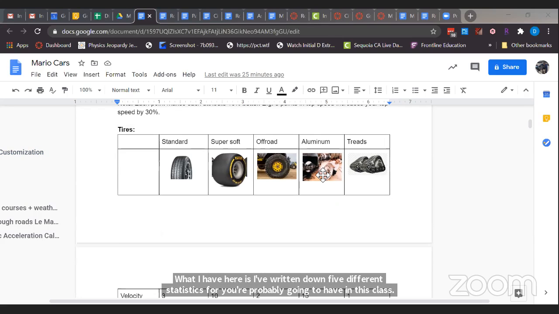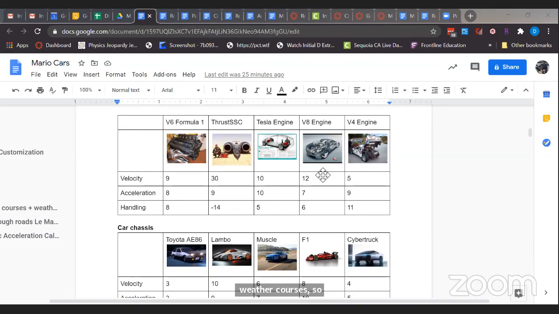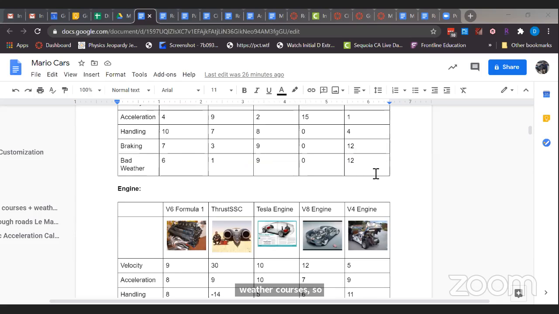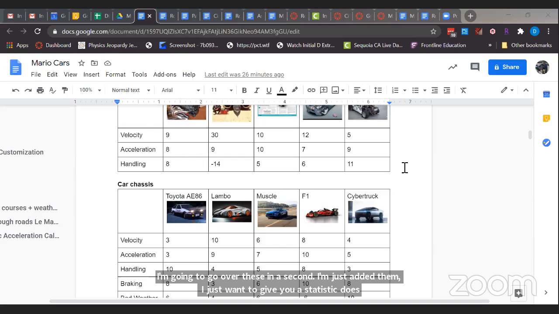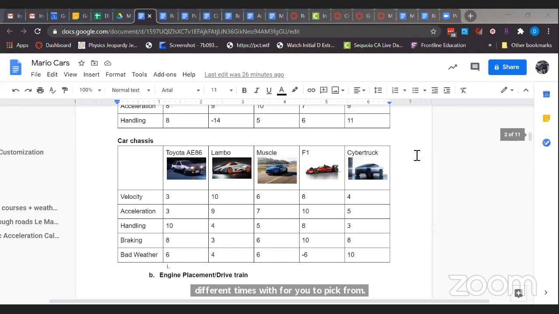So there are 4 sets of components you can customize. You can pick your tires. There are 5 different tires for you to pick from. You can pick 5 different types of engines. You can pick 5 different types of car chassis, car types. You can pick 5 different drivetrains. I'll talk a little bit about it right now. So there are 5 kinds of tires you can pick.